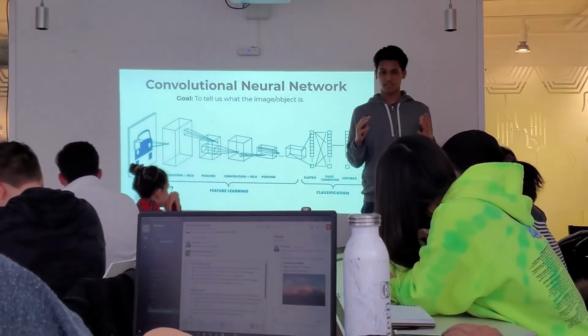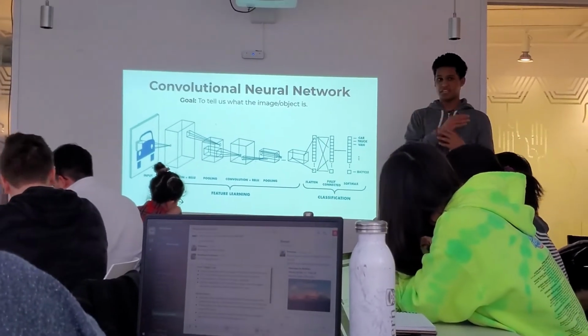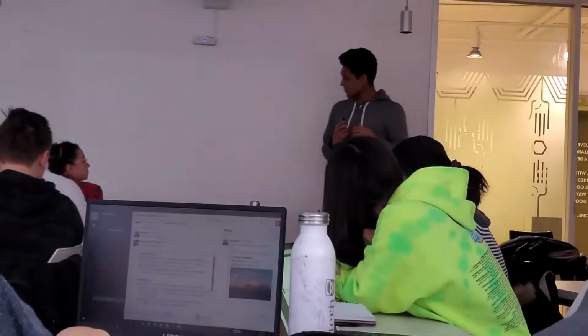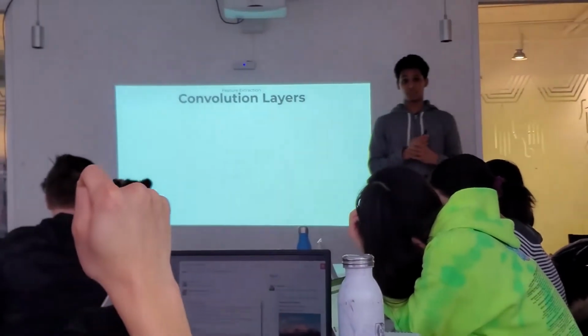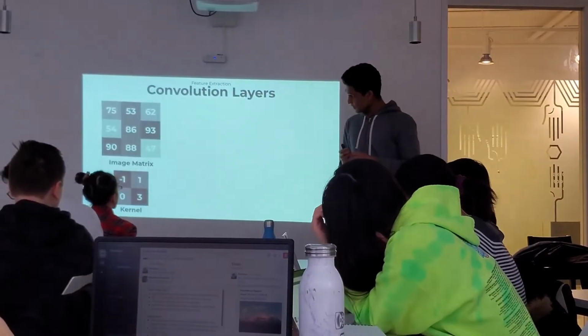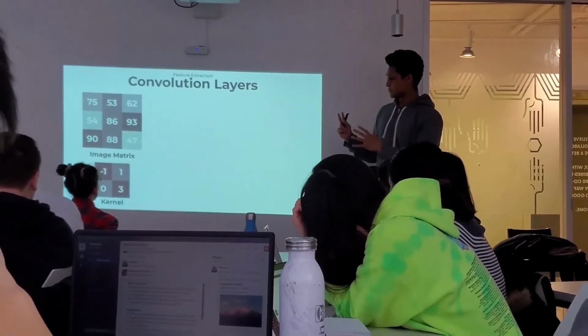That was a really high-level example, right? Let's take a look at each of the layers in depth. Now, firstly, in forward propagation, we first encounter a convolutional layer. Now, we'll start off with an image matrix and a kernel.